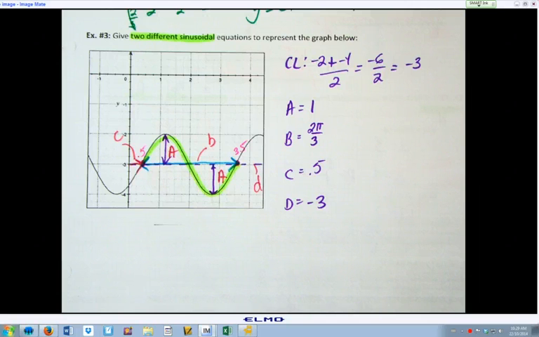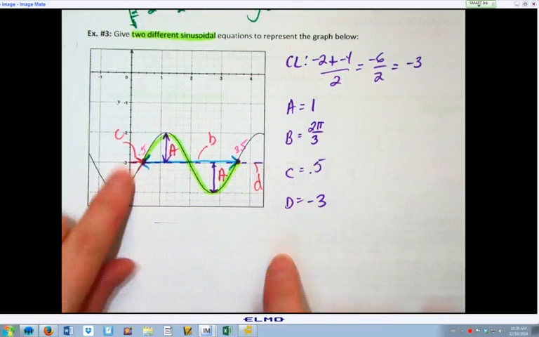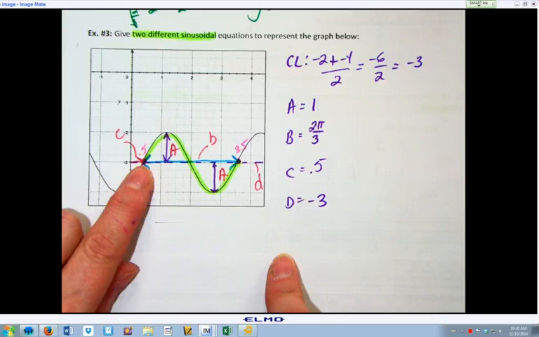D and A are usually easy. It's B and C people struggle with. So you just need to remember you're looking at the x values. B is the distance between. C is the distance from the y-axis to the first point.